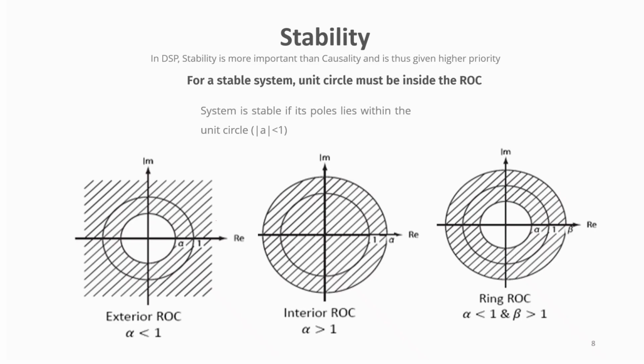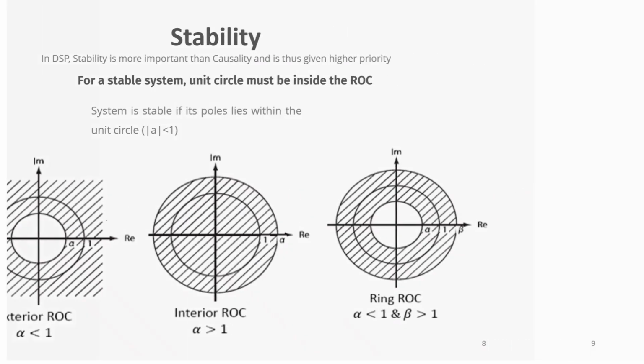There are three possible region of convergence shapes: Number 1, exterior ROC is stable when alpha is less than 1. Number 2, interior ROC is stable when alpha is more than 1. Number 3 is ring ROC, also stable when alpha is in the range of 1, forming a ring around the unit circle. For example, in a digital filter, if the poles are outside the unit circle, the output will keep growing and never settle. If they are inside, the signal remains bounded and the system behaves properly.